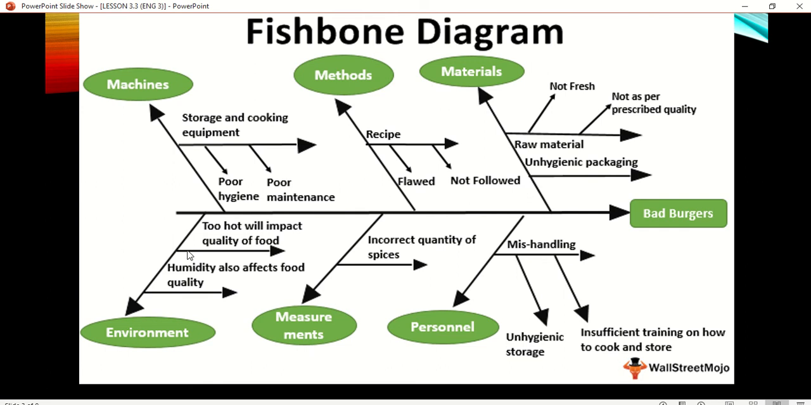Under them is their specific reason. Why do we have bad burgers? Because of the measurements. What about measurements? They have an incorrect quantity of spices. How about the personnel? They are mishandling the storage and they lack training on how to cook and store. So therefore, you will connect the causes to the effects by providing a lot of description of why the effect happened. Okay? So this is called a fishbone diagram.